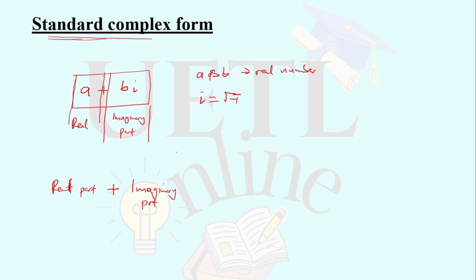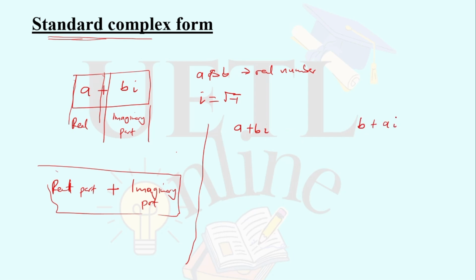Make sure you remember this. The imaginary part is recognized by having an i. If a number is a plus bi, and another number is b plus ai, these ones are not equal. Please make sure complex numbers are said to be equal if the real part is equal to the real part, and the imaginary part is equal to the imaginary part. This is how we represent complex numbers in their standard form. We are going to be learning other ways of representing complex numbers, but this one is called the standard form.